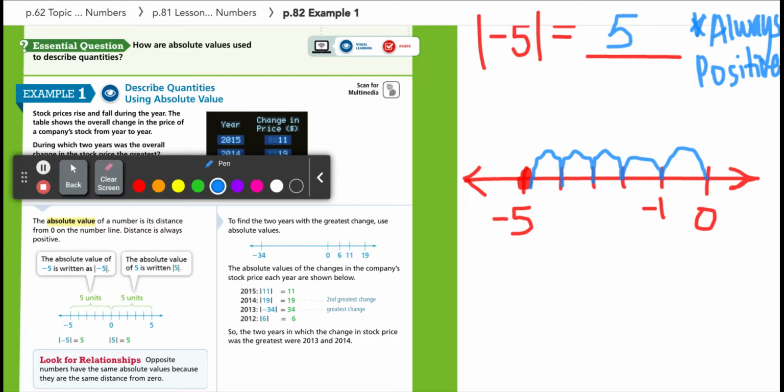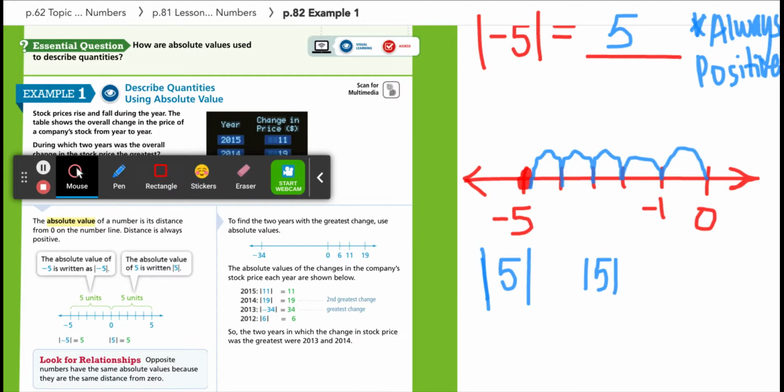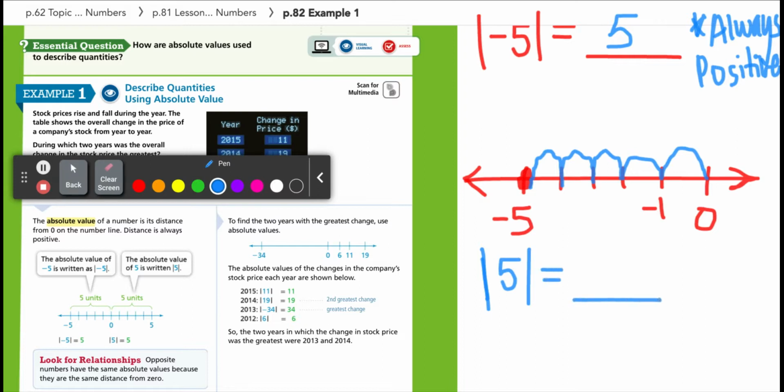Let's see, if I ask you, what is the absolute value of 5? Now, you want to make sure that those absolute value signs are longer than that number 5 because you don't want it to look like a 151. This is where your handwriting is very important. So what is the absolute value of 5?